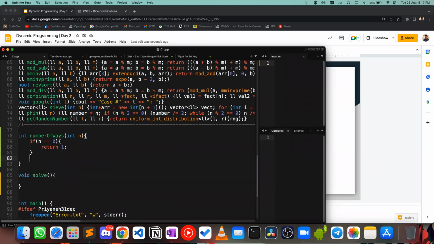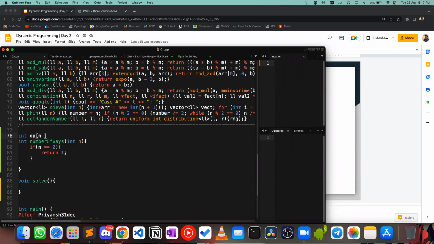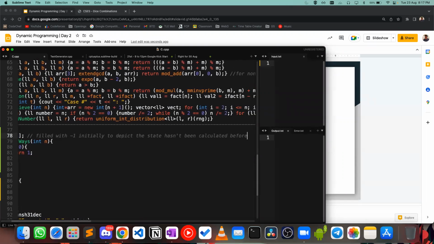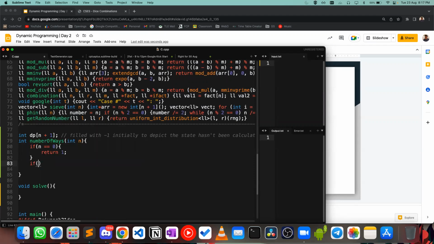And what do I have to follow? A memoization. So I'll have a DP state, DP of size n plus 1, because we need DP of n as well, filled with -1 initially to depict that the state hasn't been calculated before, right? So what do I do now? I say if DP of n is not equal to -1, then you return DP of n.